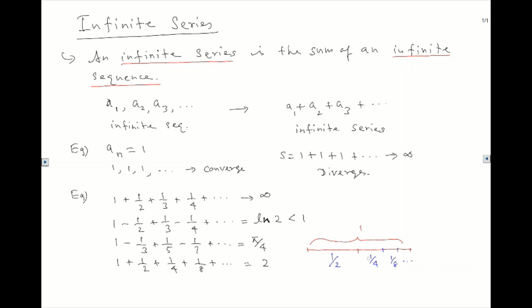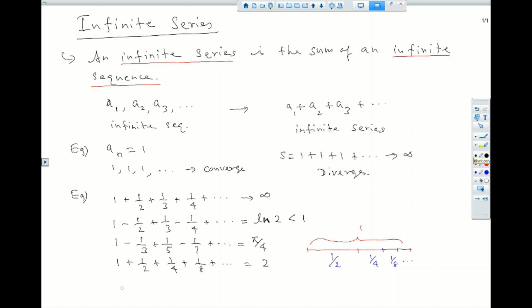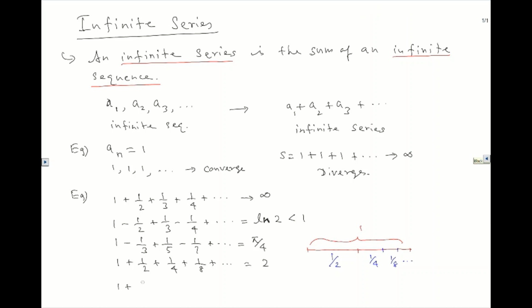So let's do one last example. How about this one? Let's say you have 1 plus 1/2 squared plus 1/3 squared plus 1/4 squared. So what you do, you square all of those terms. When you square and add them, actually you're going to get pi squared over 6.